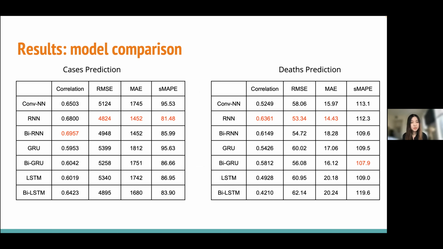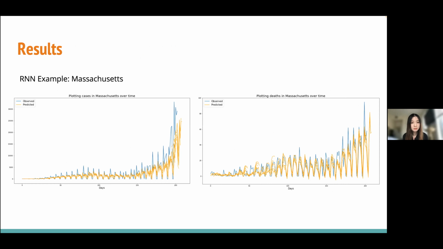So next, we show the results of the different models. In both cases, case prediction and death prediction, we can see that the recurrent neural network outperforms all other models in most of the 4 metrics. Next. Here we show an example of the recurrent neural network predicting the cases and deaths in Massachusetts. We can see that the recurrent neural network model can learn the curves of deaths and cases effectively.